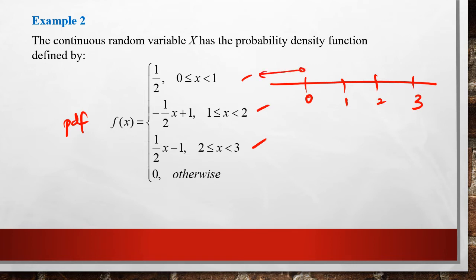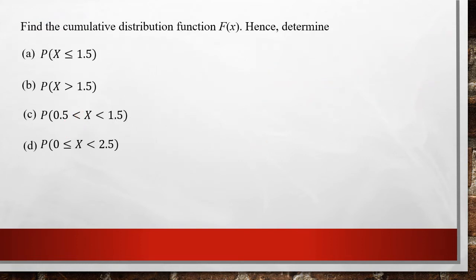So we have 5 intervals. The first one is less than 0. The second one is between 0 and 1. And then the next one from 1 up to 2. And then from 2 up to 3. And then 3 and above. So we only have 3 functions defined. 1 over 2 here, this is negative 1 over 2 x plus 1, and then here is 1 over 2 x minus 1.